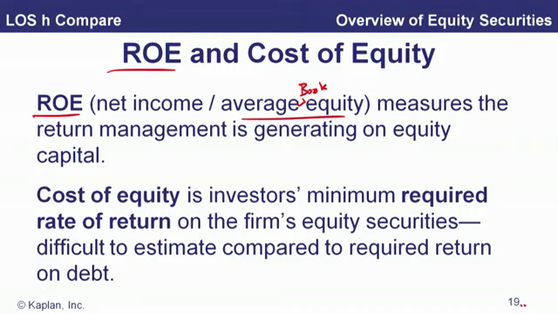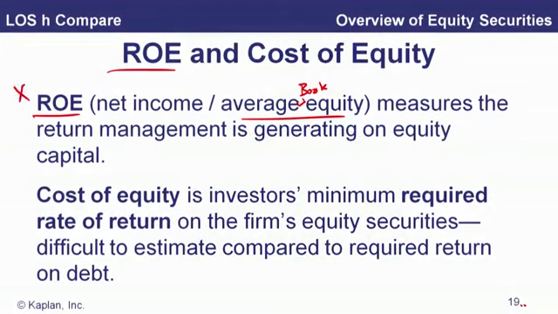So ROE, net income over the average book equity, measures the return management is generating on capital. Now, it is a return on book capital, and there are some reasons, beyond the scope of this reading, that we don't use the market value of equity here. But for better or worse, this is one of the primary ratios or metrics that we use to evaluate a management team. If you can deliver higher ROE than everybody else in your industry, you can bet that the world is going to beat a path to your door.